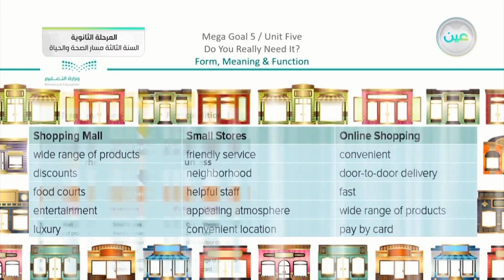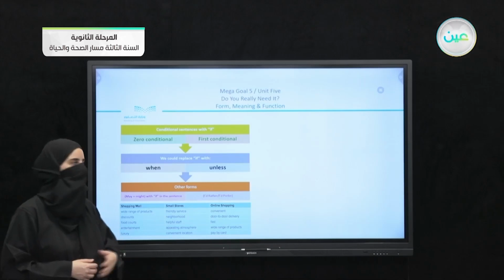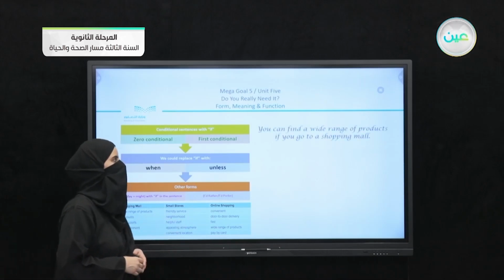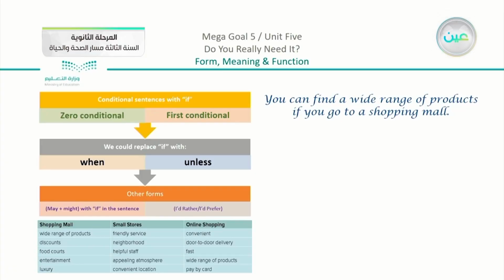Now, I'm going to do something with you now. We have here the structures that we took and also we have the words that are connected or related to shopping, and we are going to apply both of them and structure new sentences. So we're going to see the examples that we have here. The first sentence. You can find a wide range of products if you go to a shopping mall.